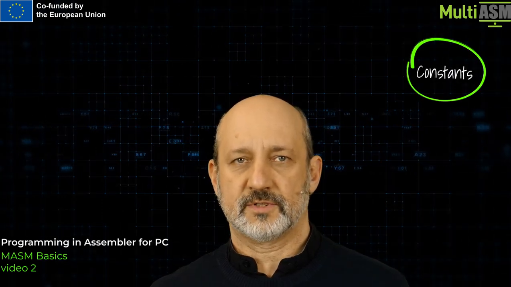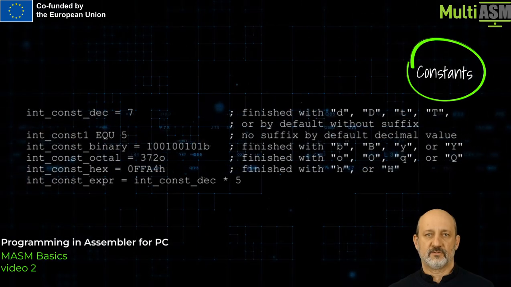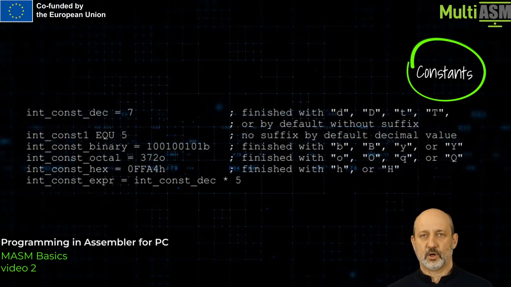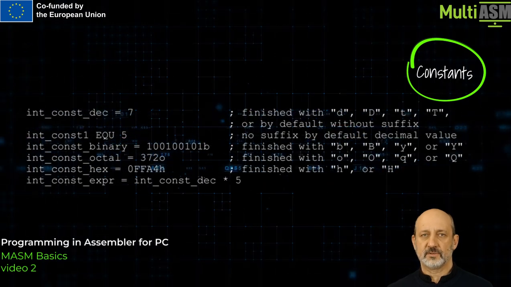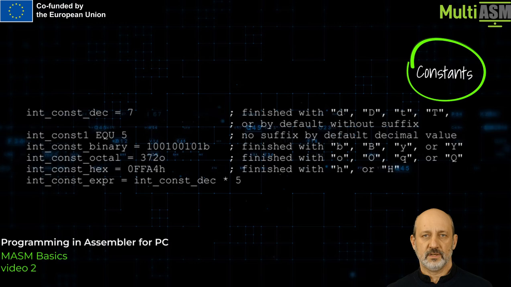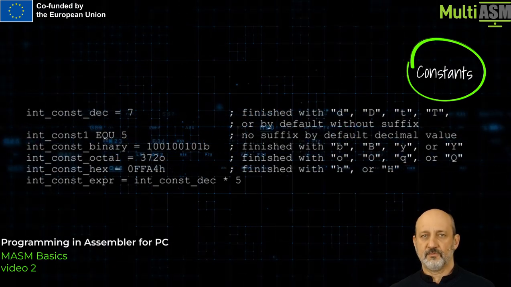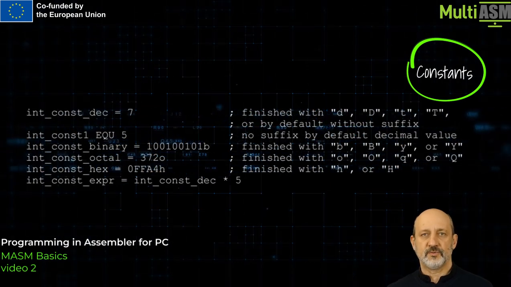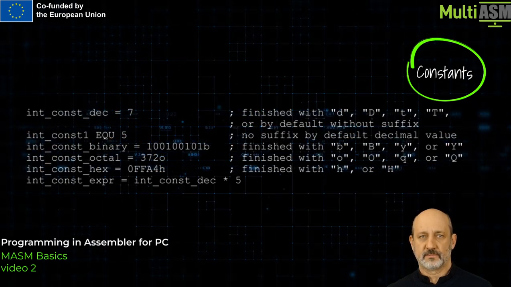To define integer constants, we can use two directives, equ and the equal sign. While providing the value of a constant, we can write it in a decimal, binary, octal, or hexadecimal representation. For decimal values, we can use the suffix d or t, or leave the number without the suffix. Binary numbers we finish with b or y. Octal numbers we should finish with o or q, and hexadecimal with h.